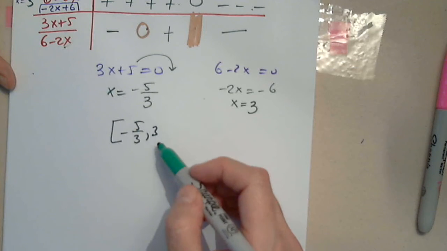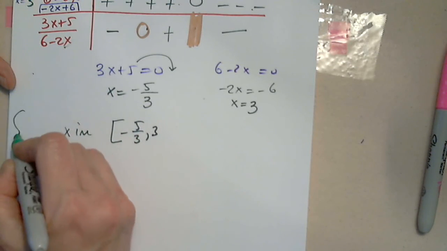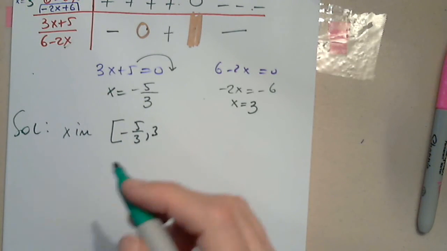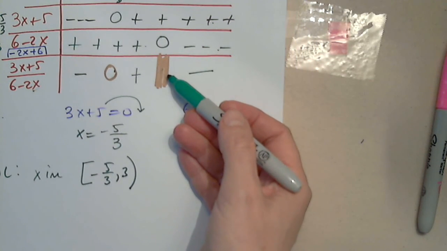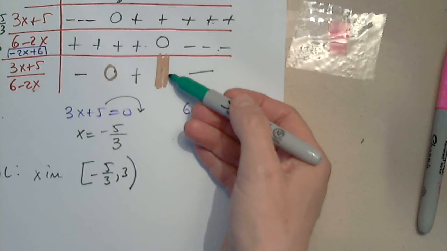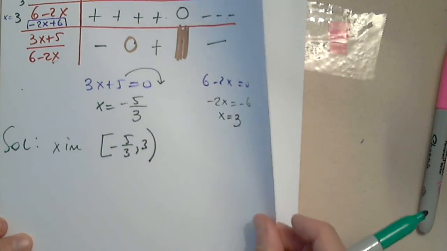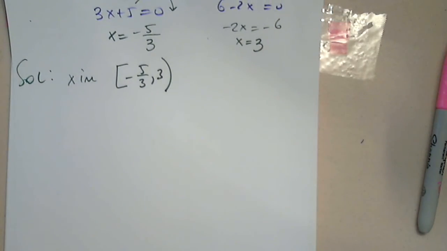Do I put a bracket or a parenthesis? Parentheses. Excellent. Why? I cannot put a bracket here. It's undefined. I cannot include 3. Great job. It has to be a parenthesis. That's it. There is nothing else from this section.